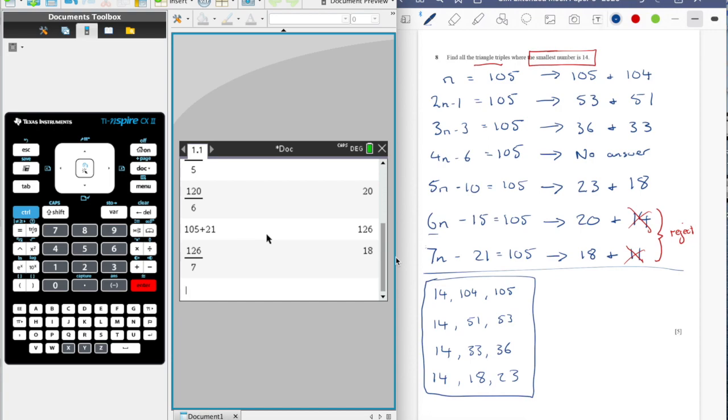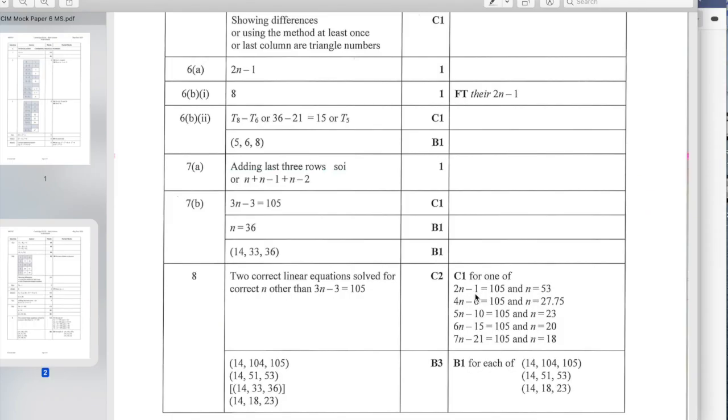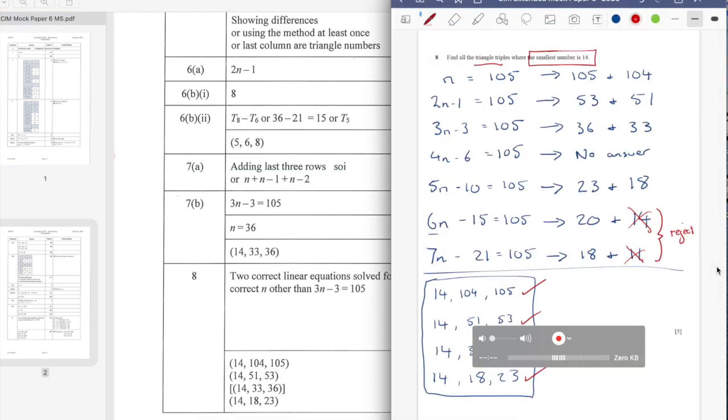Let's refer back to the mark scheme. So 2 correct linear equations solved for a correct n other than 3n minus 3, because we did that in the previous question. It gets 2 communication marks. You get 1 for writing any one of them down and getting an n value, and then 3 answer marks for writing out 3 triples, really, because obviously one was given to us, or one we've already worked out, for writing out these 3, which you can't see what I'm doing, I've just ticked them, for writing out these 3 as we get there. And that is it before we move on to the modelling. So that's the investigation done.